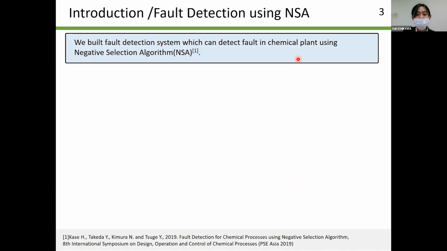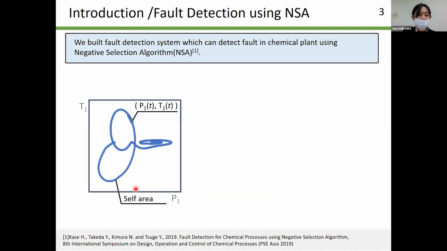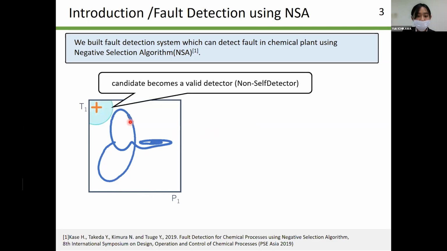We built a fault detection system using the negative selection algorithm as a new method focusing on the relationship between process variables. First, consider the two-dimensional process variable space. When we plot all normal data into the space, we obtain self area and non-self area. Second, semi-randomly generate detector candidates in the space. If the candidate is out of the normal area, the candidate becomes a valid detector called a non-self detector, which has a circular detection area.